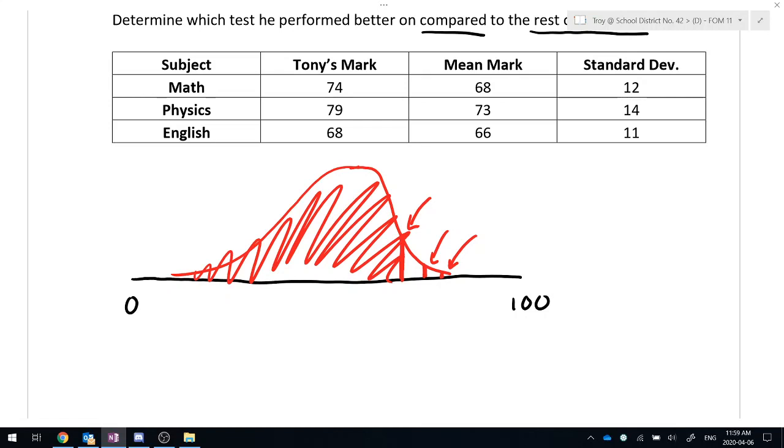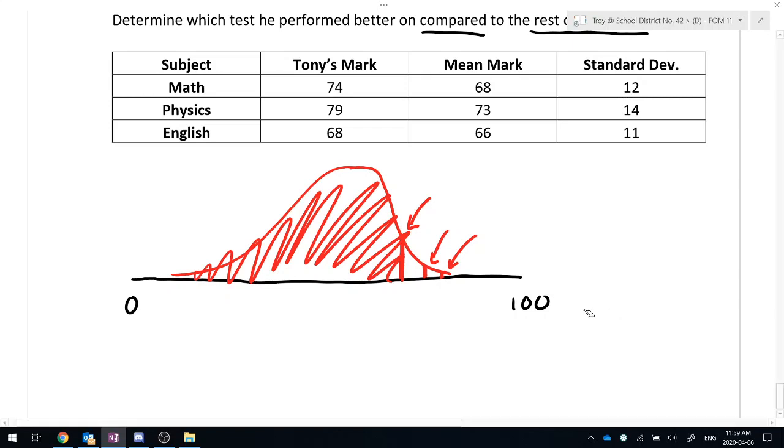And well, what tells us how far we are away from the mean? Well, that's the z-score, right? That tells us how many standard deviations away from the mean Tony is. So the highest z-score out of those three classes is going to tell us how he did compared to his classmates.